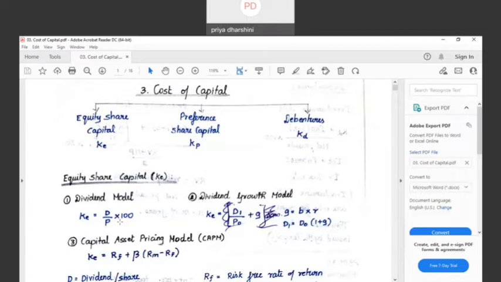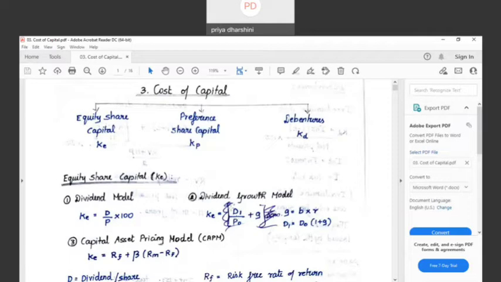Whenever an organization is raising capital, it intends to grow its business, right? Whenever there is growth, the cost of equity is measured as D1 divided by P0 plus G. The derivation of these formulae you will learn in final. For now, you just remember the formula. Dividend model is D by P into 100. Dividend growth model is D1 by P0 plus G. This I have already told in the Miron-Gordon model of dividend policy.